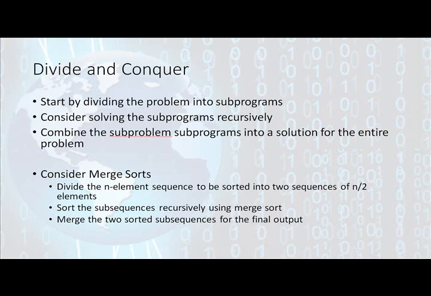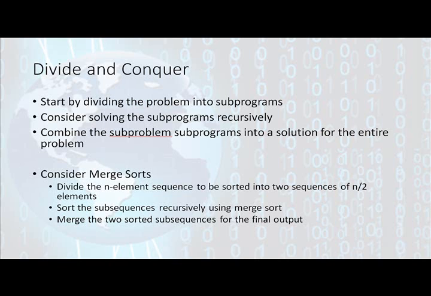There's a method of solving or creating algorithms called divide and conquer. The first part of it is you start by dividing the problem into subproblems. Many times you should consider solving the subproblems recursively, and in fact, that's what the example in this section is going to do. You then combine the subproblems into a solution for the entire problem.